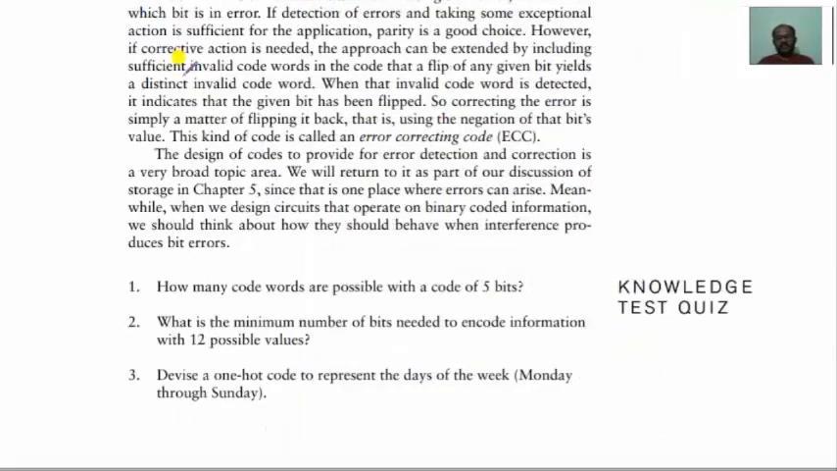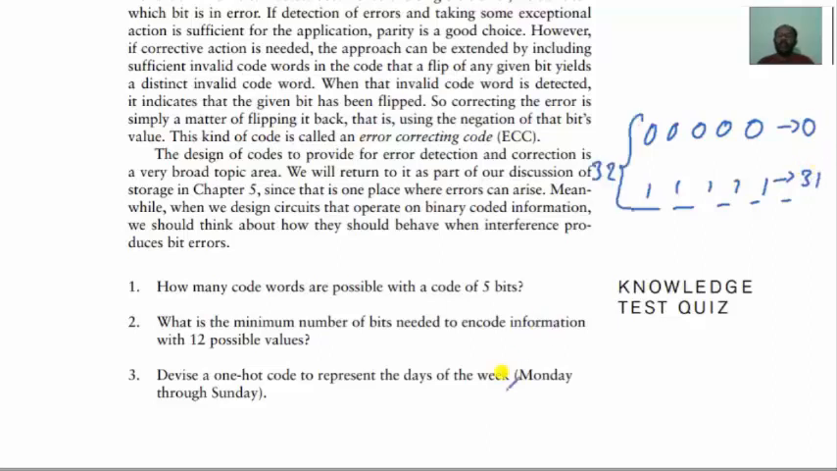Technical quiz questions are very, very important. How many code words are possible with a code of 5 bits? If you have a code of 5 bits, then the combinations vary from 00000 to 11111, nothing but 0 to 31. The total number of combinations is 32.